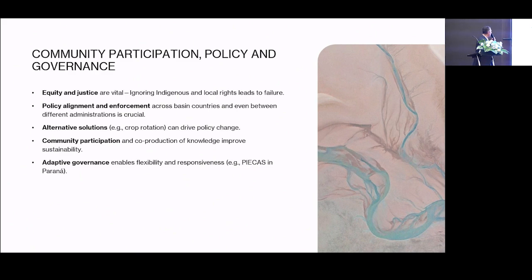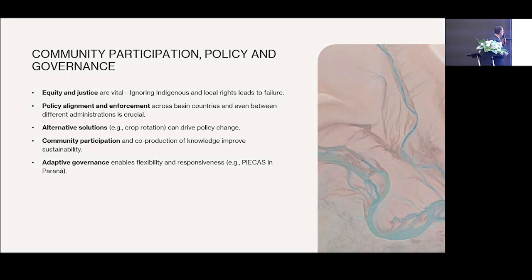Adaptive governance, community participation, and co-production of knowledge also improve sustainability and ownership of any recommendations or solutions proposed. And finally, adaptive governance enables flexibility and responsiveness. Of course, this is the case in some other deltas. So these are the summary lessons, I would say, that we captured.